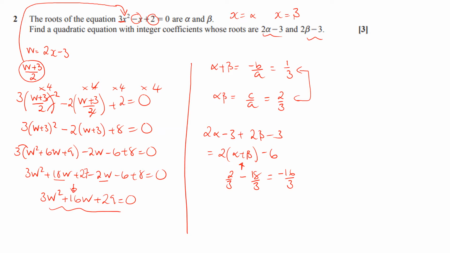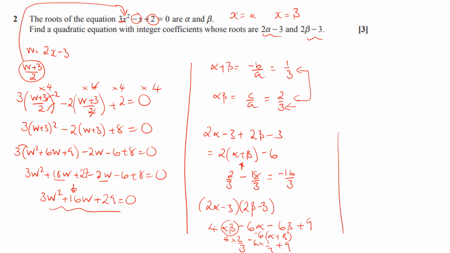And then if we do the product of the new roots, 2 alpha minus 3 times 2 beta minus 3, multiplying those together, you've got 4 alpha beta minus 6 alpha minus 6 beta plus 9. Alpha beta is this quantity here, 2/3, so it's going to be 4 times 2/3, minus 6 times alpha plus beta, which is 1/3, plus 9. So 4 times 2/3 is 8/3, minus 6/3, plus 27/3. So 8 minus 6 is 2, plus 27, that's 29 over 3.